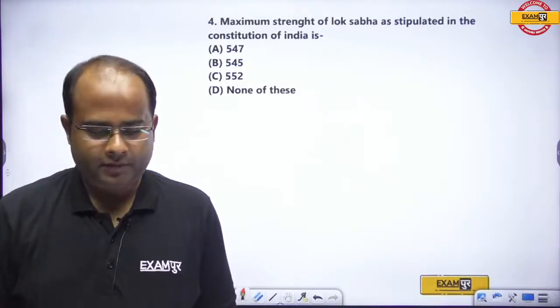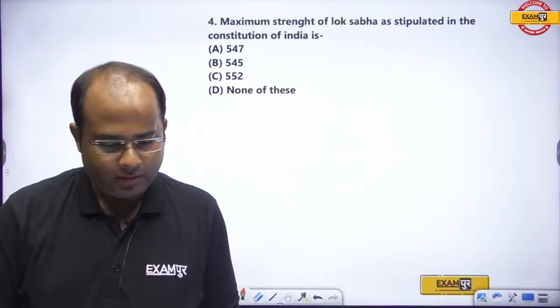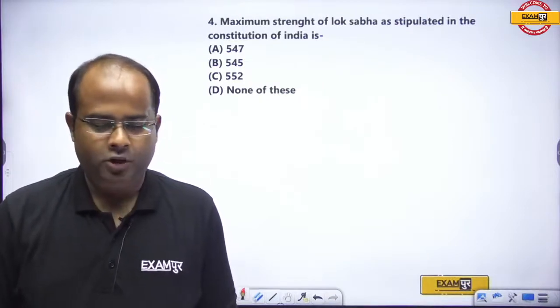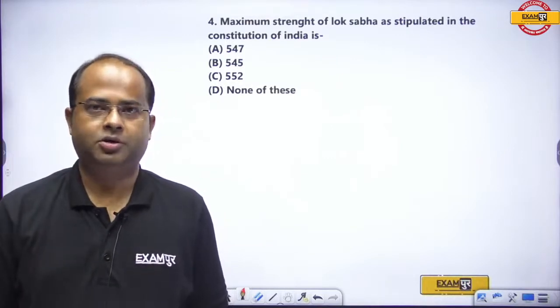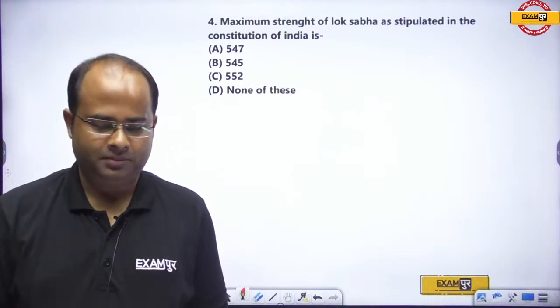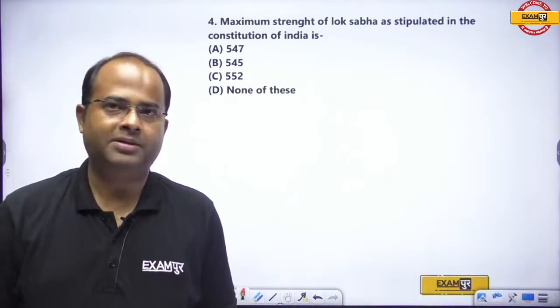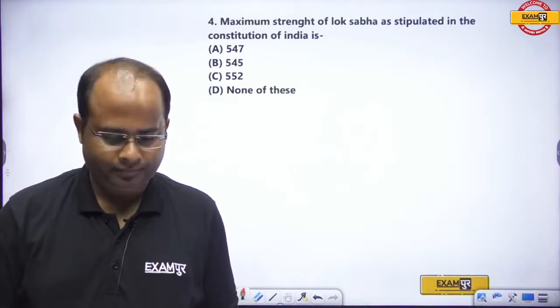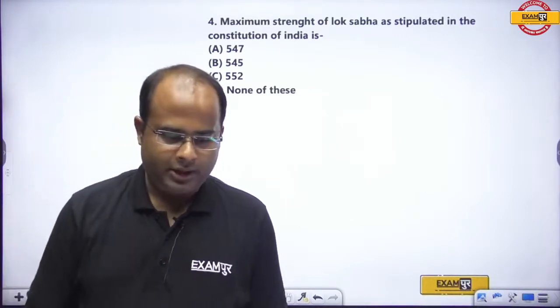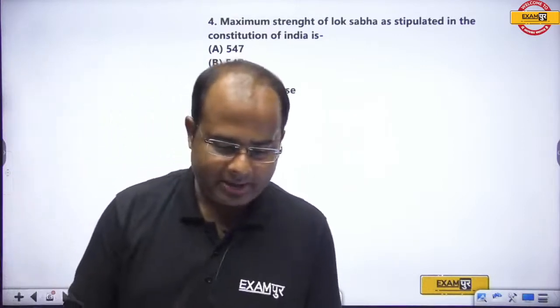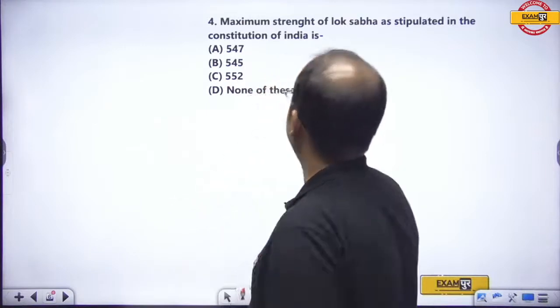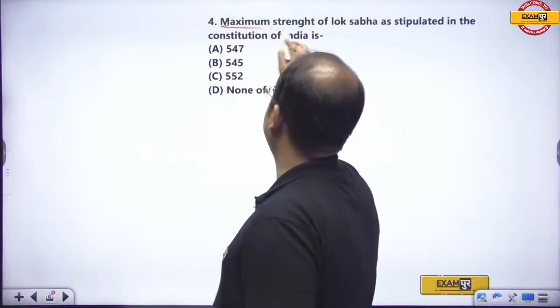Okay, 547, 545. No, it is for MP, not MLA. It is only for MPs, Members of Parliament, not Members of Legislative Assemblies. Only Vijay, this is for MPs of Lok Sabha. Okay guys, 545. I am asking maximum strength. The question is maximum strength.